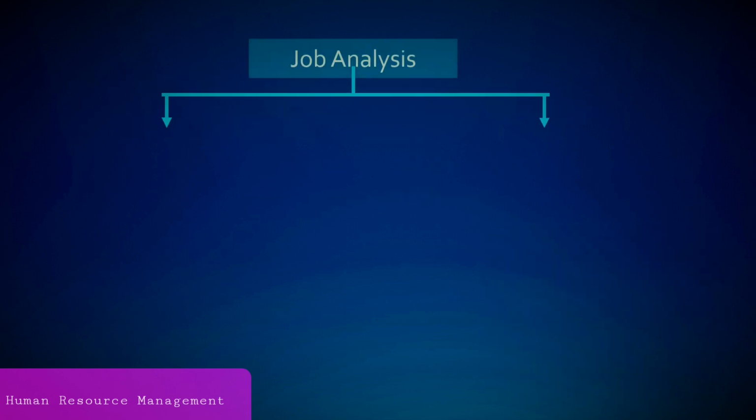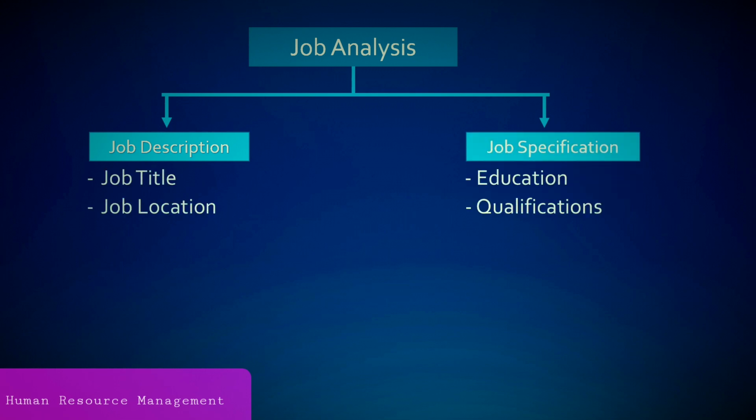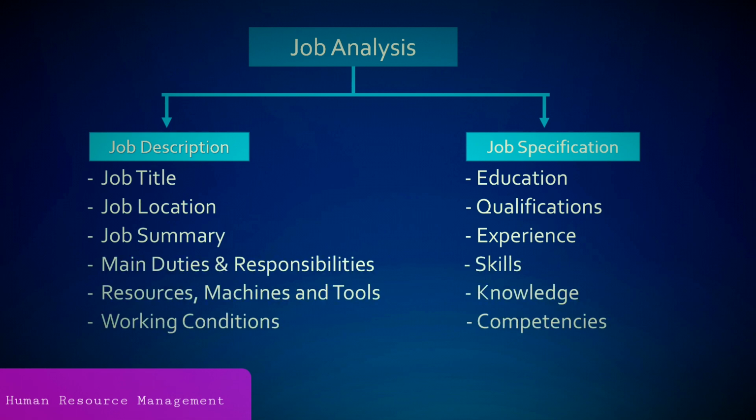In this diagram, you can see the information that has to be included in a job description and a job specification. In a job description, the job title, job location, job summary, main duties and responsibilities, resources, machines and tools to be used in that particular job, and working conditions have to be included. In job specification, educational levels, qualifications, experience, skills, knowledge, competencies, and special qualities required of the person who has to be recruited into that particular job have to be included.